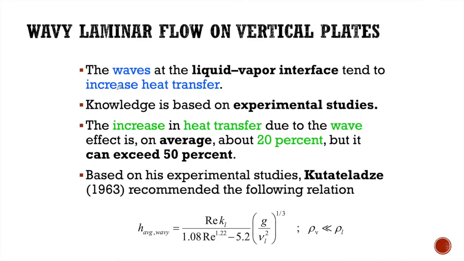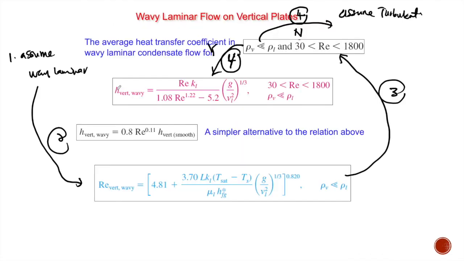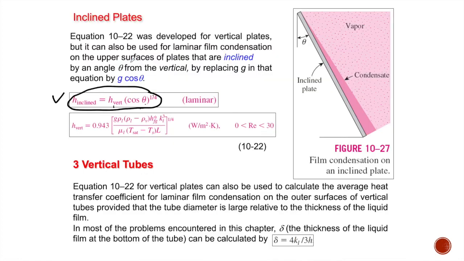Then you have to assume that it is wavy lamina, and try to find the Reynolds number and compare it with the range of wavy lamina. If yes, then you go to H vertical. If no, you have to assume a new one with turbulent flow. After you get H vertical, substitute into this equation and multiply by cos theta to the power of 1/4. The same steps as before.